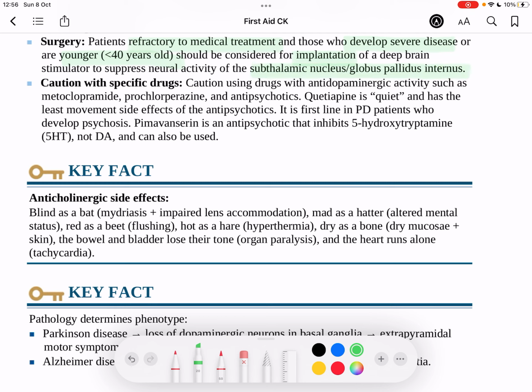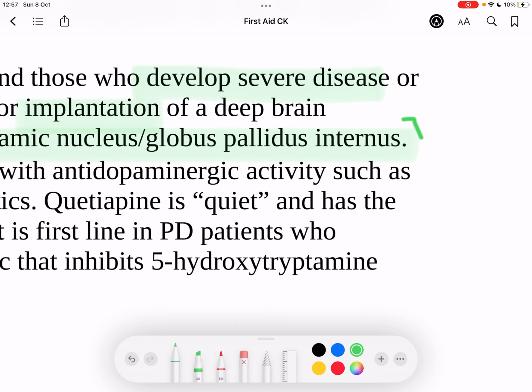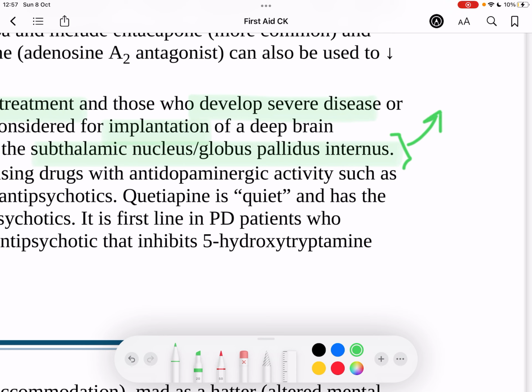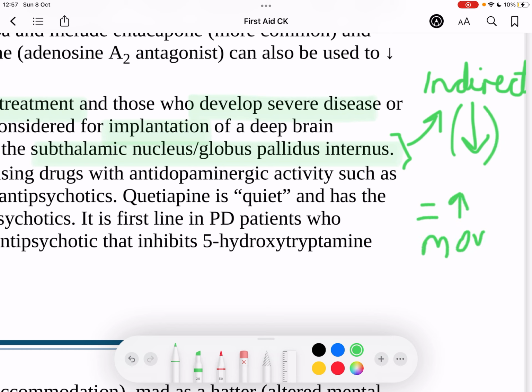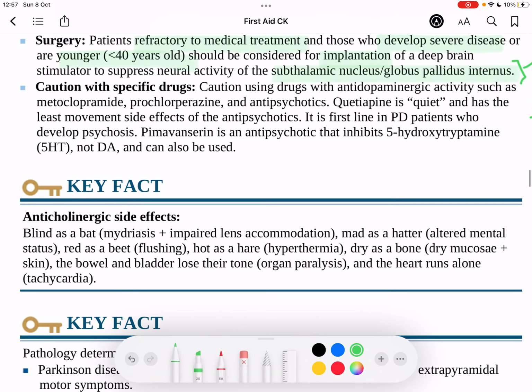I'm not going to go into the details of the direct and indirect pathway of the basal ganglia, but just so you know, the globus pallidus internus and the subthalamic nucleus, these are big contributors to the indirect pathway. And the indirect pathway generally inhibits movement. So if I have a deep brain stimulator which is going to inhibit these structures, I'm going to be decreasing the indirect pathway and thus increasing movement. Okay? So that's just something that can be done for patients who are refractory or young or very severe with their symptoms.